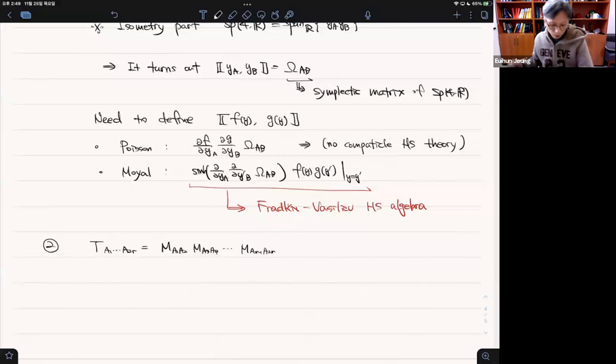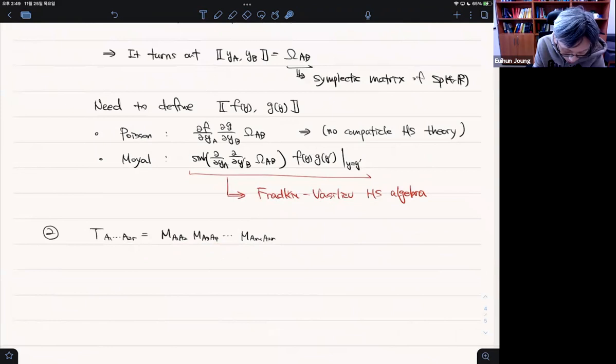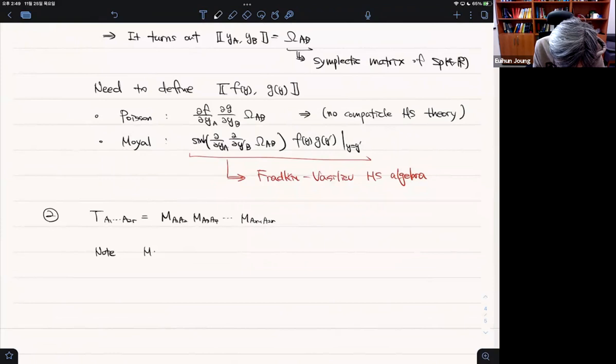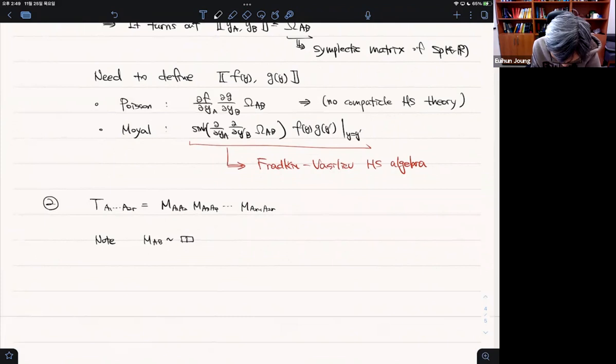But then you may immediately object that, no, in this way, in general, this will never be fully symmetric. So what's going on? Let's see, note M_AB is a symmetric guy. Suppose that I have two guys, T_ABCD. If I want to write T_AB M_CD, is it fully symmetric?